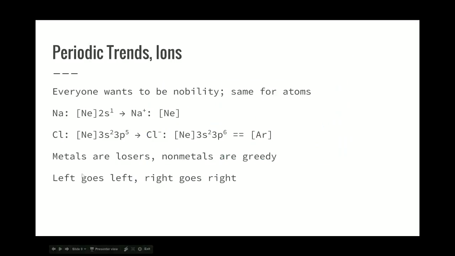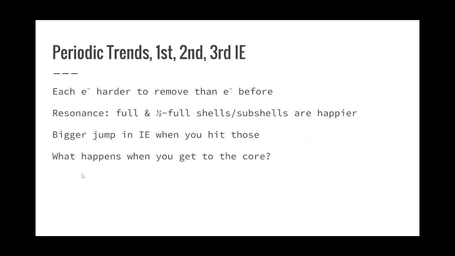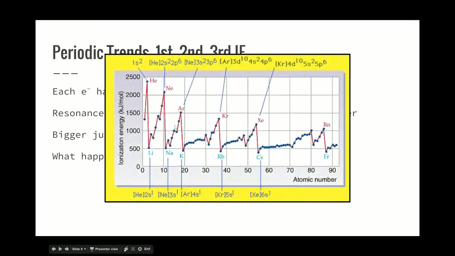So once you know that sort of exception to the trend, referring to half-full and full subshells, then you can predict when you're going to see massive increases. That will let you compare the first ionization energies of different elements, or different ionization energies within the same element. Okay.